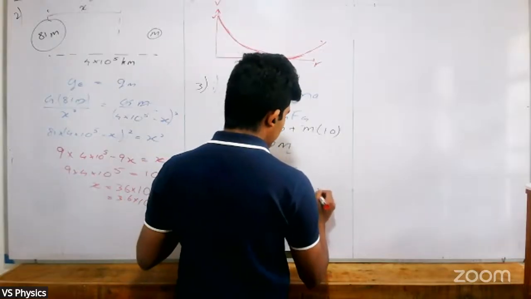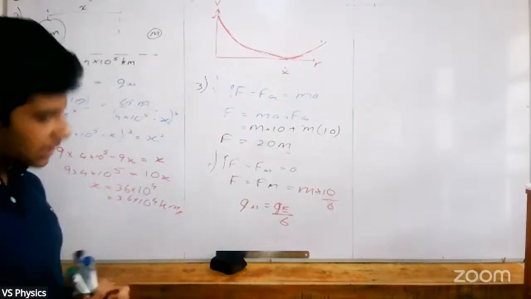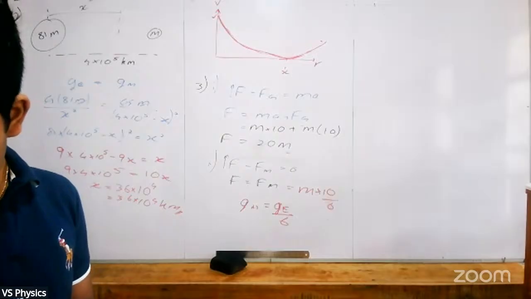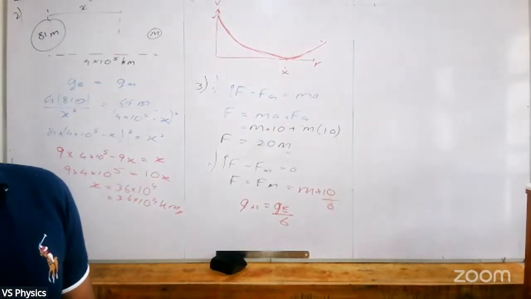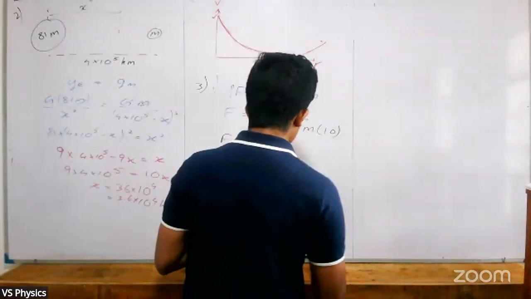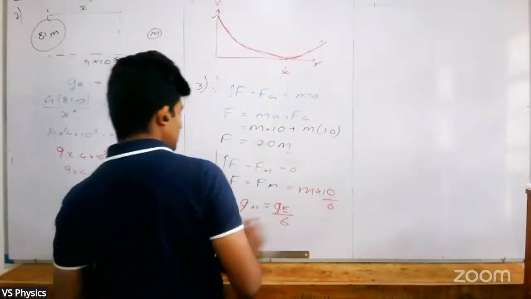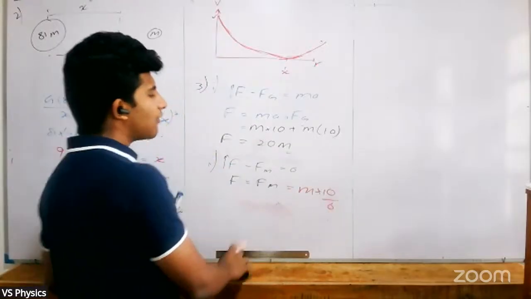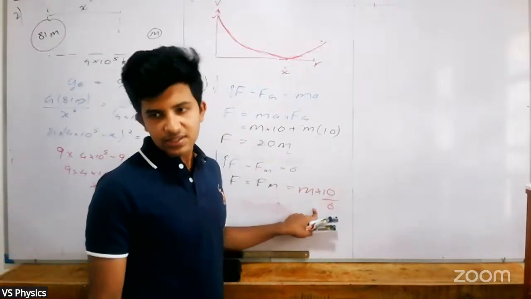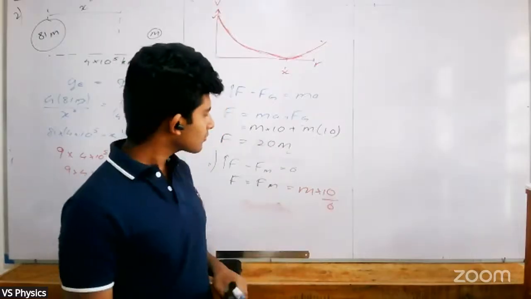m times 10 divided by 6. 10 divided by 6 is equal to, let's see, 1.66 m. So let's just keep it like this. So the actual force needed to hover on the surface of the Moon is 10m divided by 6. This is the force we need to hover on the surface of the Moon.